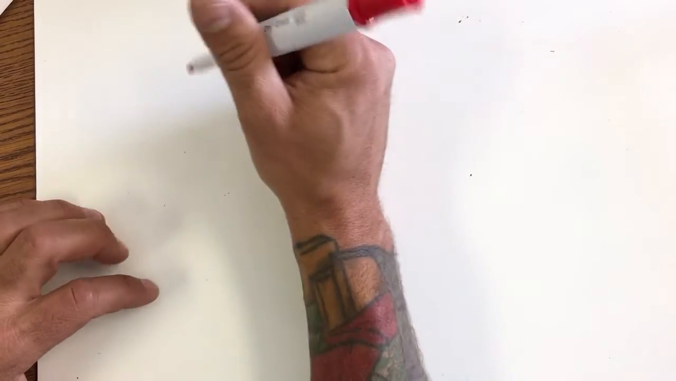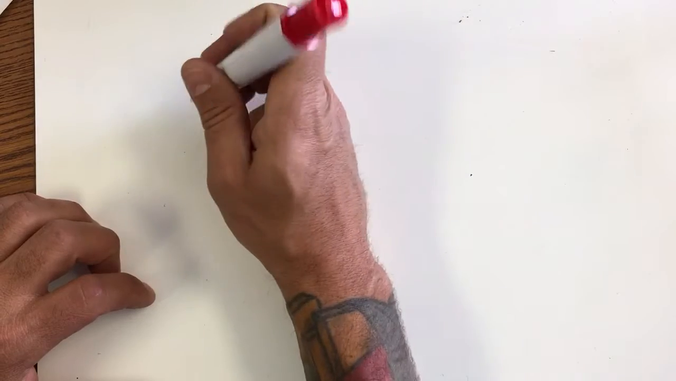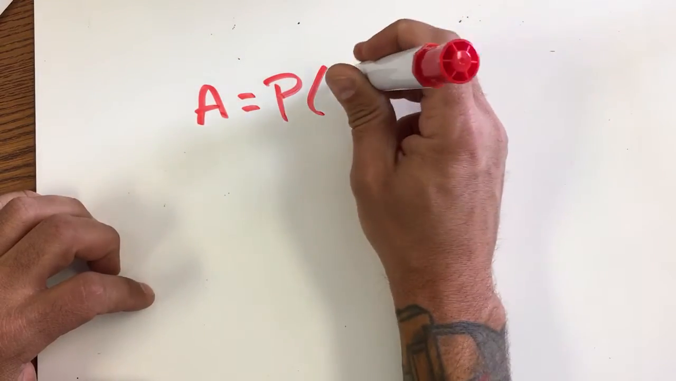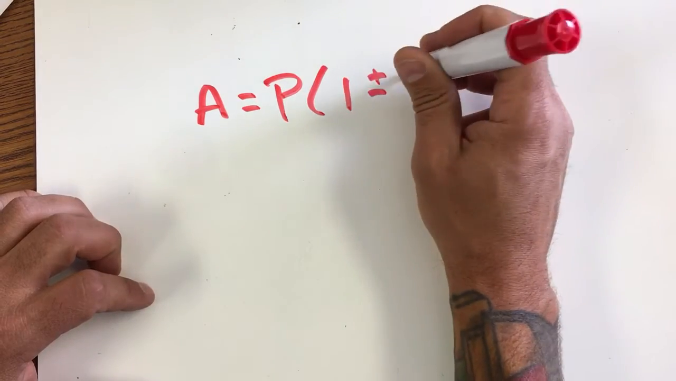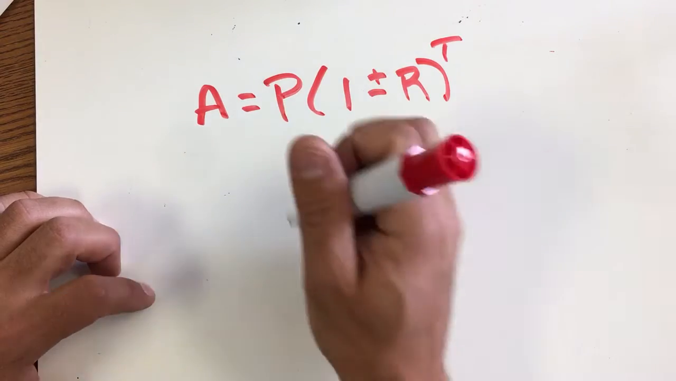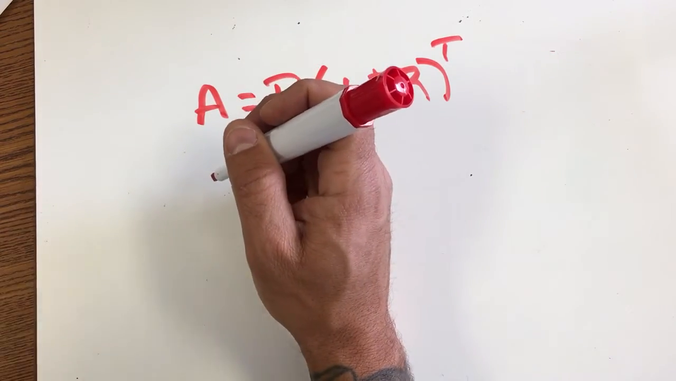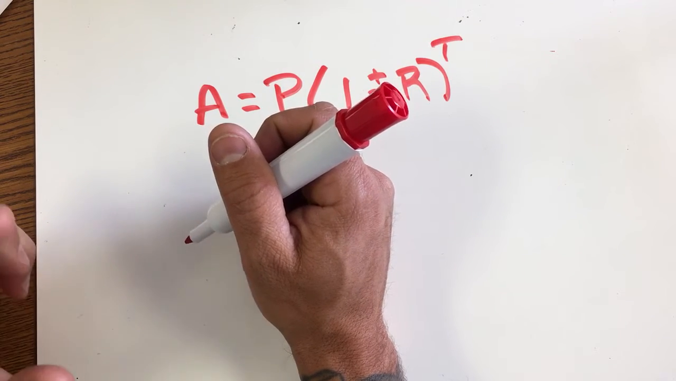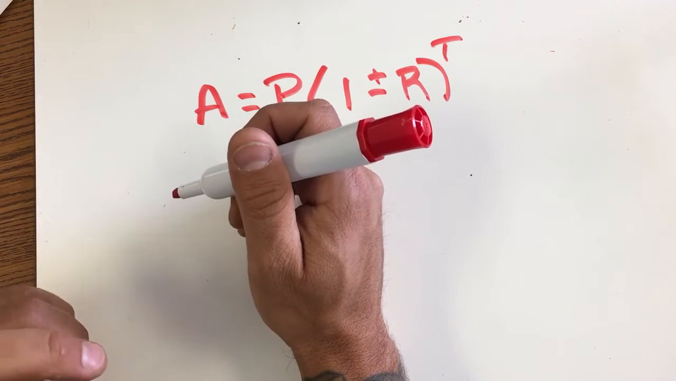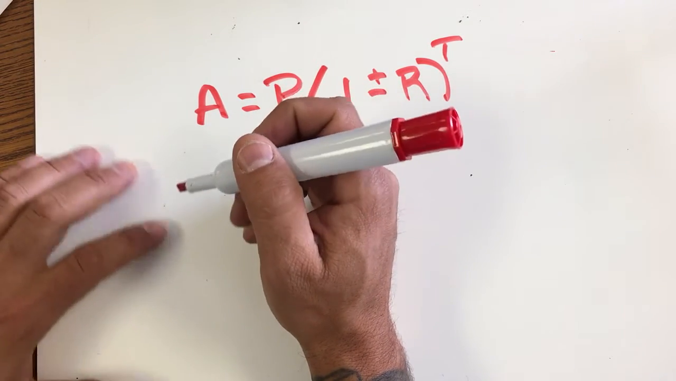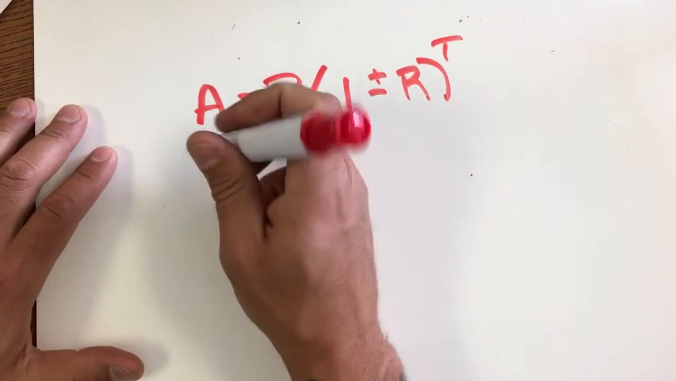All right, guys, we're going to change things up just a little bit here. So what we've been dealing with is the amount equals the principal, 1 plus or minus the rate to the power of t for time. And what we're going to change now is we're going to have something that says you get an interest rate of 2.5%, but it's compounded monthly. So what's changing is the number of compounding periods.